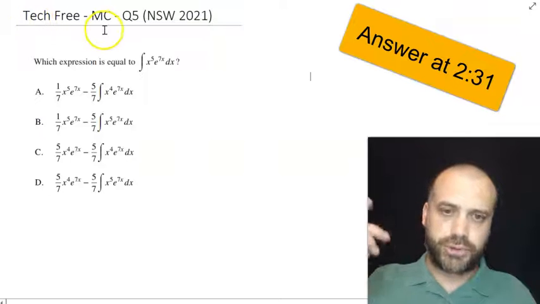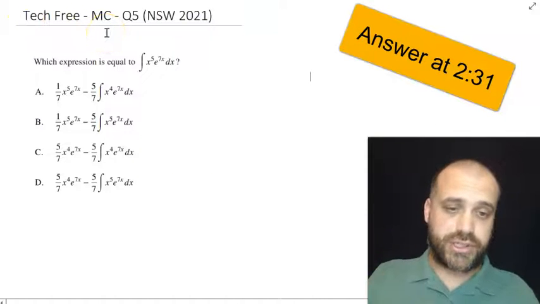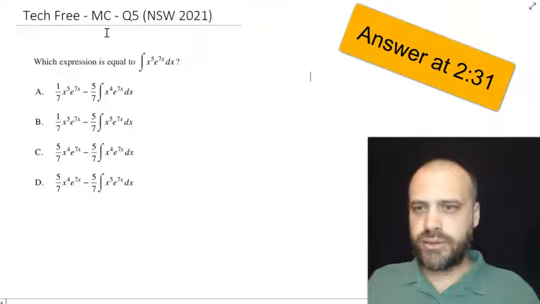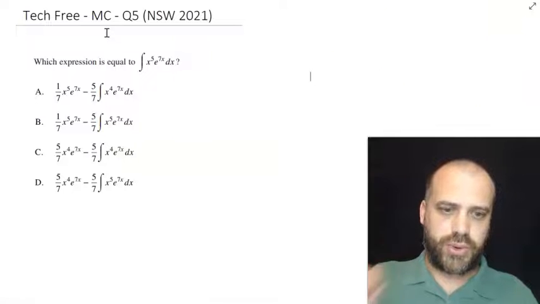Now I've travelled all around the country, I've read all of the past papers from the other states, and I'm going to show you some questions that wouldn't look out of place on a Queensland specialist exam. Okay, tech-free multiple choice from New South Wales last year, give yourself 90 seconds. Alright, I'm going to solve it in 3, 2, 1, let's do it.